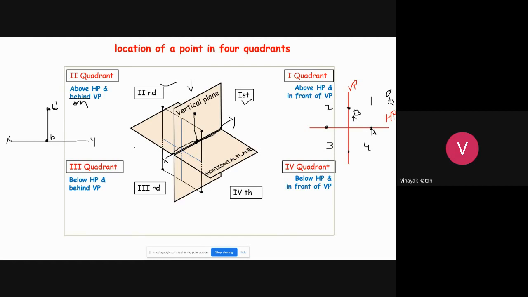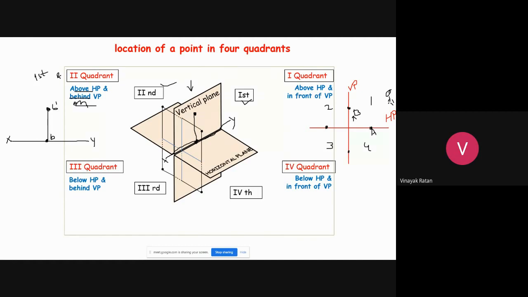So this is with respect to the second case. A point will be both in first and second quadrant when it is above HP and on vertical plane. So these are its projections. Front view will be above XY line and top view will be on XY line. Okay, getting it? Clear?